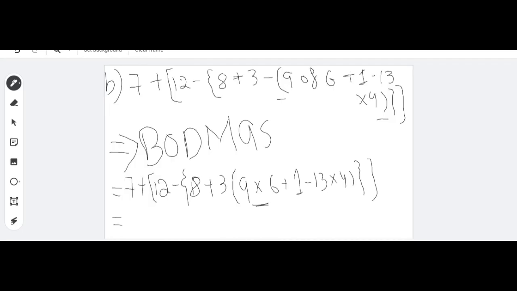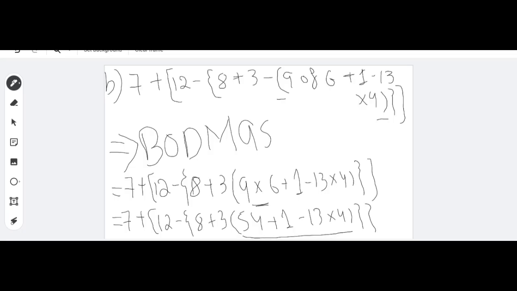Okay, 7 plus 12 minus, 8 plus 3, 9 into 6, 9 into 6, 54, plus 1 minus 13 multiplied by 4, and then we have the curly bracket. Now we have to solve this whole bracket, but inside the bracket I have to follow the ODMAS rule. First one will be solved multiplication, addition, then subtraction.